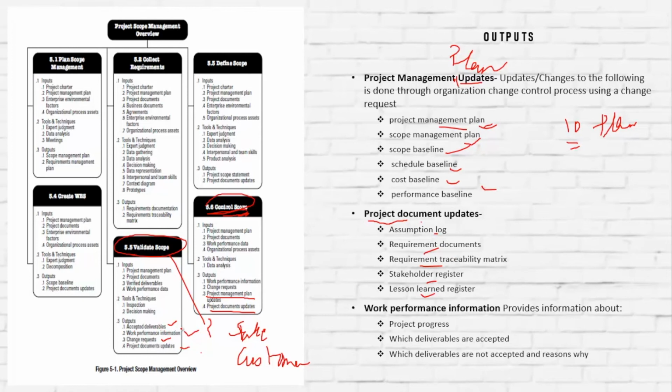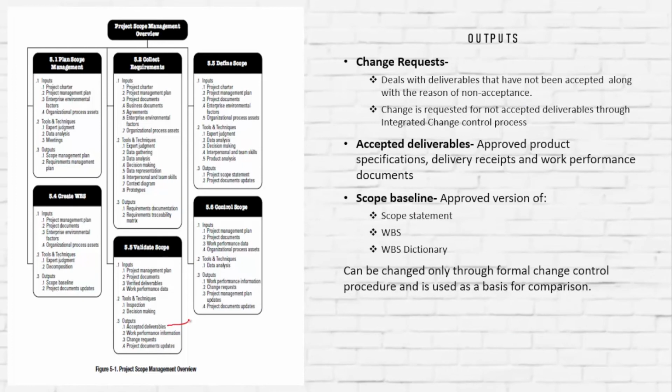First, the accepted deliverables, but I'll deal with work performance information first. Work performance information provides information about project progress, which deliverables are accepted, which deliverables are not accepted, and why. So we get all these three pieces of information from work performance information. What are accepted deliverables? Accepted deliverables are the approved product. Who approves it? The customer approves it if they see that everything is as per the criteria already defined.